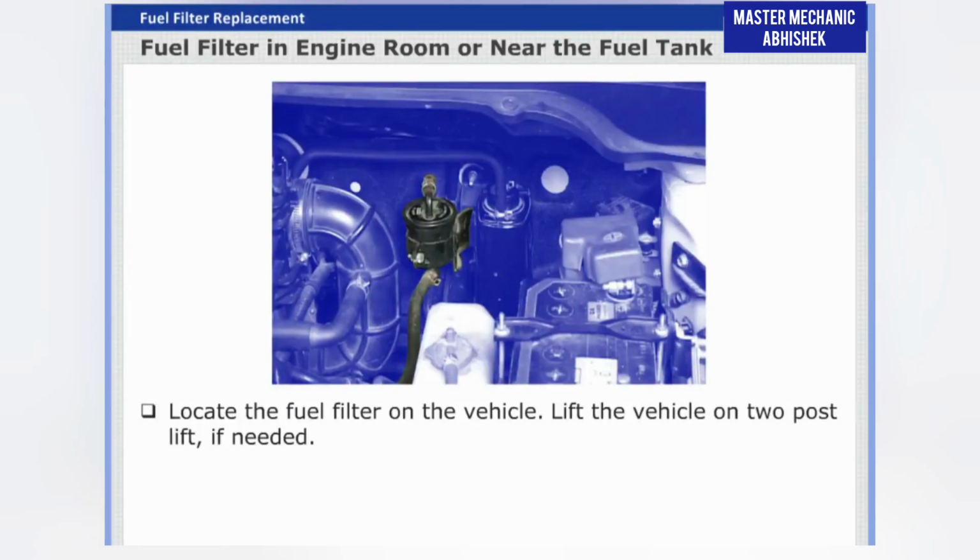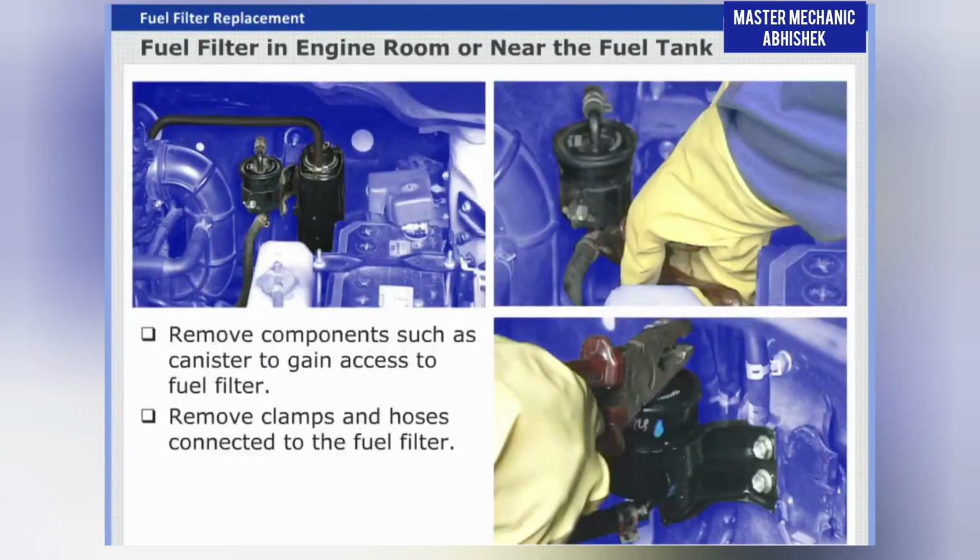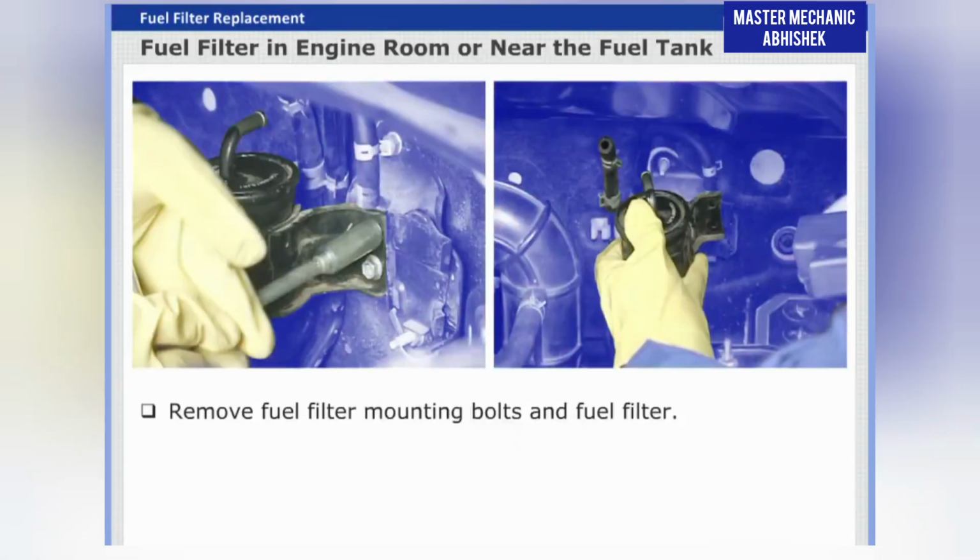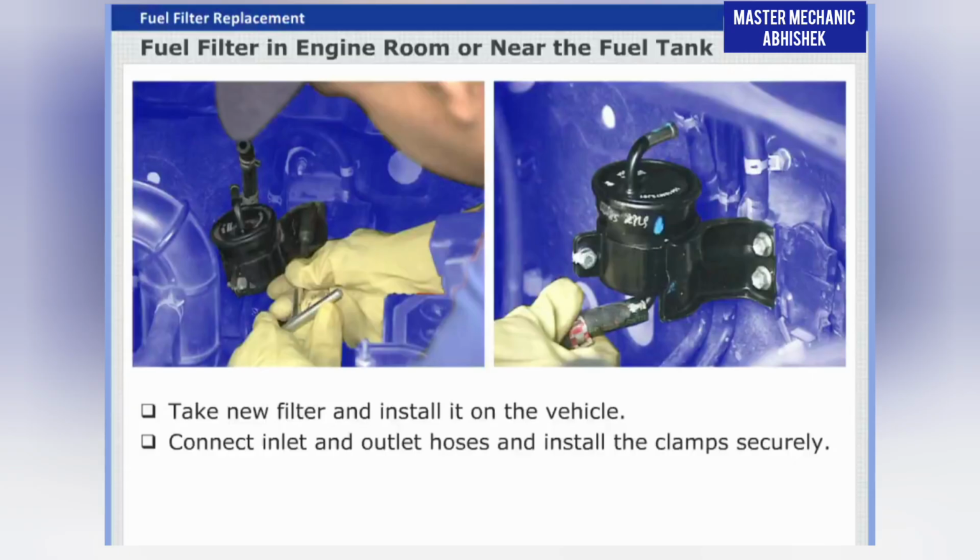Lift the vehicle on 2-post lift if needed. Remove components such as canister to gain access to fuel filter. Remove clamps and hoses connected to the fuel filter. Remove fuel filter mounting bolts and fuel filter. Take new filter and install it on the vehicle.